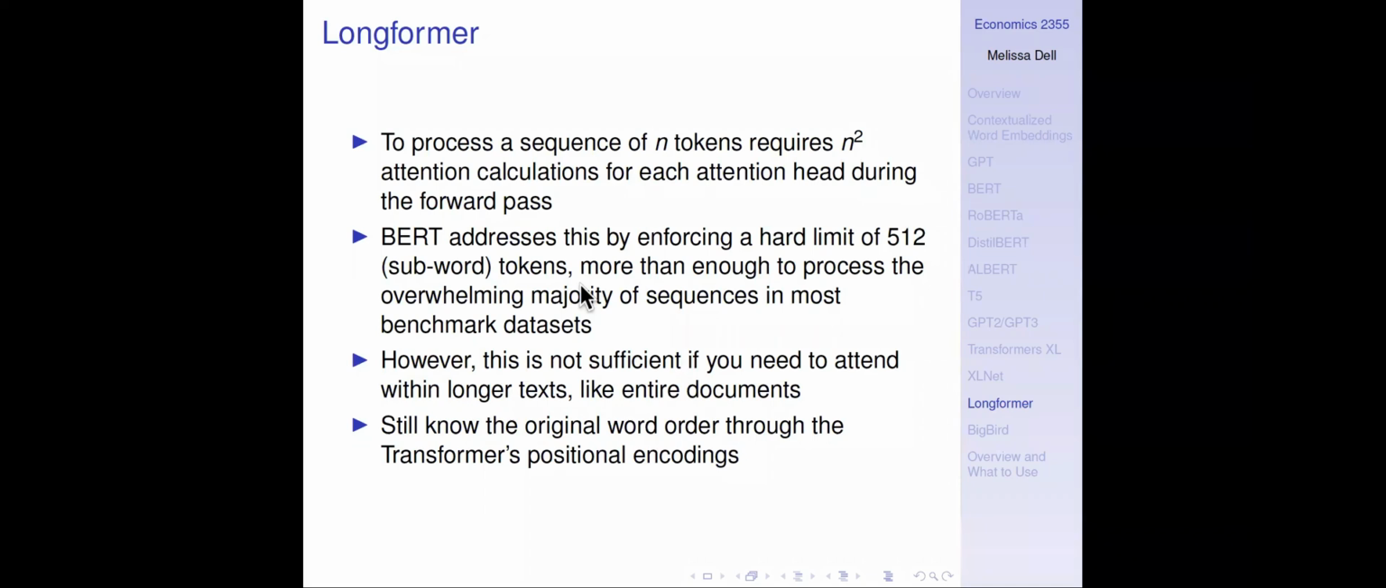Okay, so if you're going to process a sequence of n tokens, that requires n squared attention calculations for each attention head during the first pass. And obviously that's going to put a constraint on the sequence length that you can process. And so BERT addresses this by enforcing a hard limit of 512 tokens in each sequence. That's more than enough to process the overwhelming majority of sequences, at least in most of the benchmark data sets. However, it's not sufficient if you need to attend within longer texts, like entire documents.